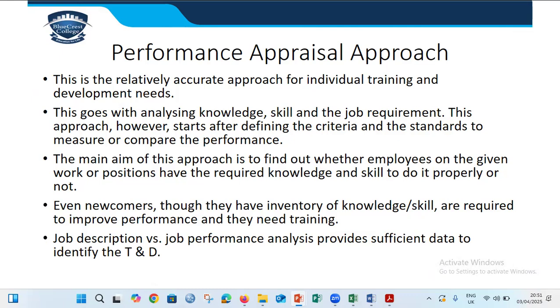Then you have your requirements, okay, based on which you give the training. So you can have, in this case, the job description, which is your document that states what is expected of every employee, versus the job performance of the employee. Okay, and this provides sufficient data to identify the training and development needs. Okay, so that's for the performance appraisal approach.